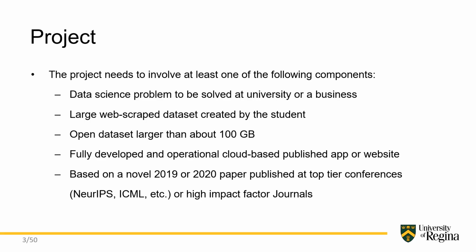The last but not the least option for your project is to choose a project based on a paper that was published recently, a 2019 or 2020 conference paper in top tier conferences such as NeurIPS, which was previously called NIPS, ICML, etc., or high impact factor journals. So journals that have a high impact factor, or IF, of, I don't know, more than one or two, those are going to be considered high impact factor journals.